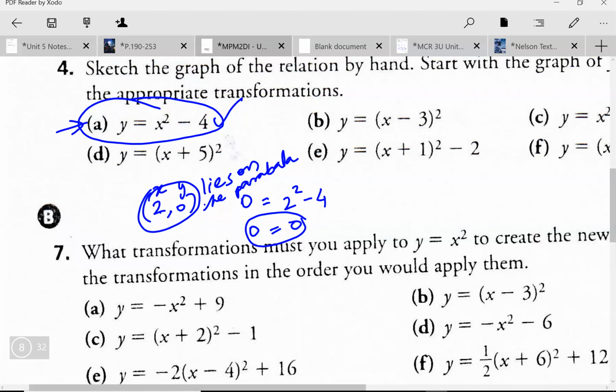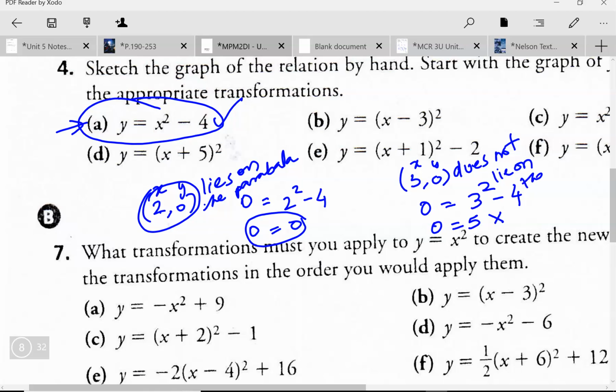But let's say I pick another point. Let's say 3, 0. And I say that's the x and that's the y. If I take, 0 equals, for the same equation, of course, 3 squared minus 4. 3 squared is 9. I get 0 equals 5, which is obviously false. So therefore, 3, 0 does not lie on the graph. This graph, y equals this, is the graph I'm talking about.